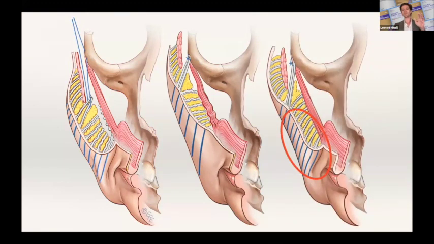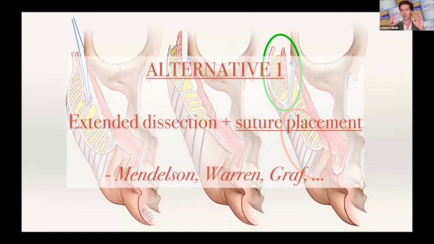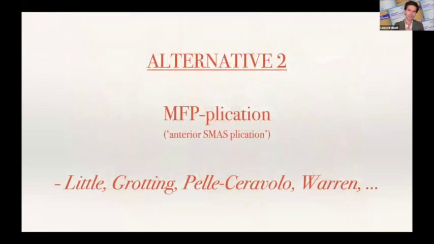So a real alternative would be to do an extended dissection over the zygomaticus major, and also place the suture much more forward, much more distal, closer to the nasolabial crease. This is now what's done by Mendelson, by my mentor Rick Warren, of course, by Ruth Graf, by others too, Chachi Kao. Basically, not only doing the dissection further forward, but also placing the suture further forward. That would be a first alternative that you could use to circumvent this situation.